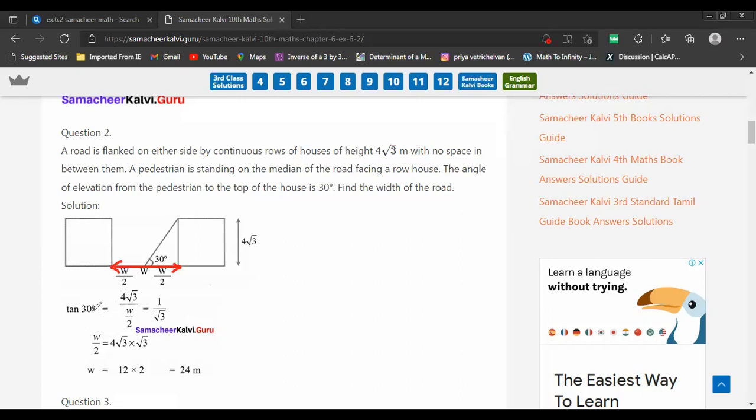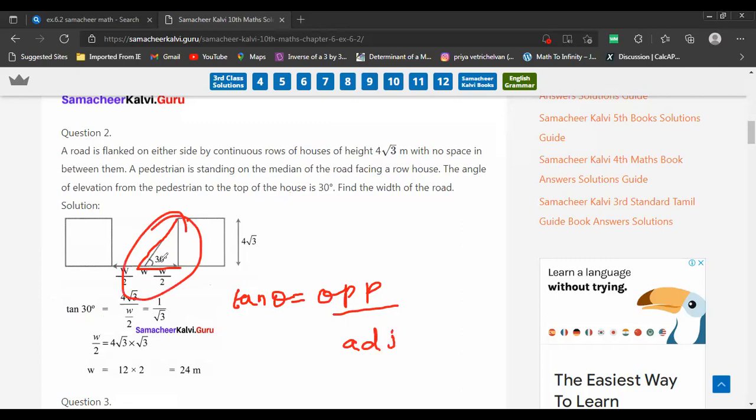So they're finding this with the help of the tan trigonometric ratio. We know the value of tan theta. If you apply tan theta on this, what is tan theta? Tan theta is opposite by adjacent, isn't it? Can you apply opposite by adjacent on this and tell me what you're getting?